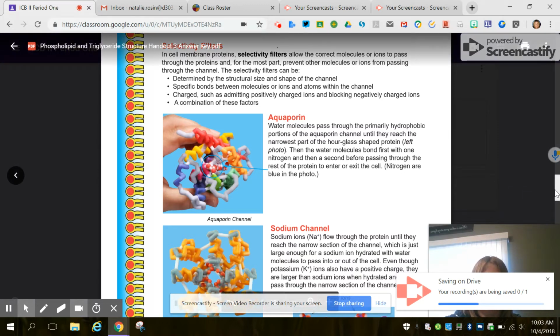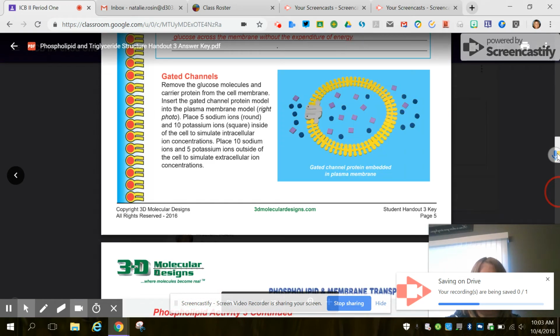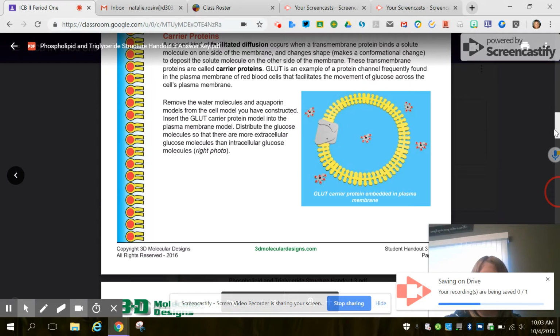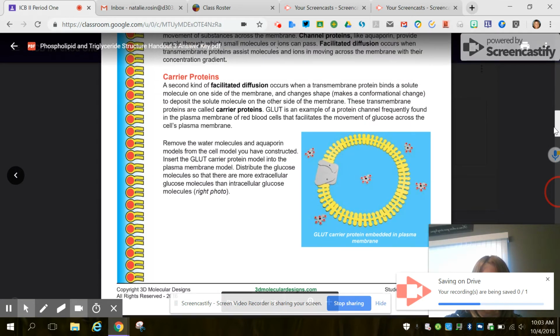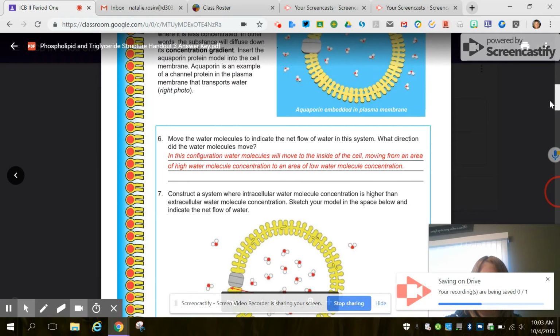So aquaporin is a channel. It helps water move through it because it is small, but it is polar, across the large nonpolar regions of the phospholipid bilayer. So that's how water is going to move through. So we have, at this point in time, how oxygen is going to move through, how carbon dioxide is going to move through, how water is going to move through.